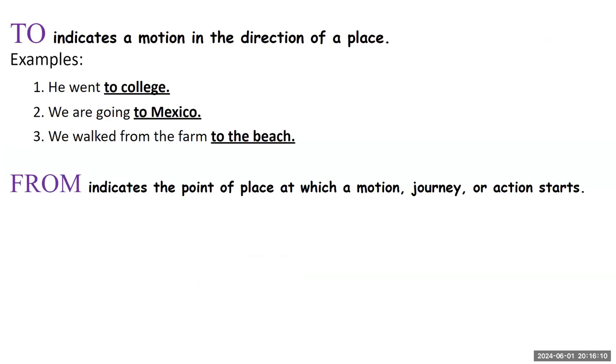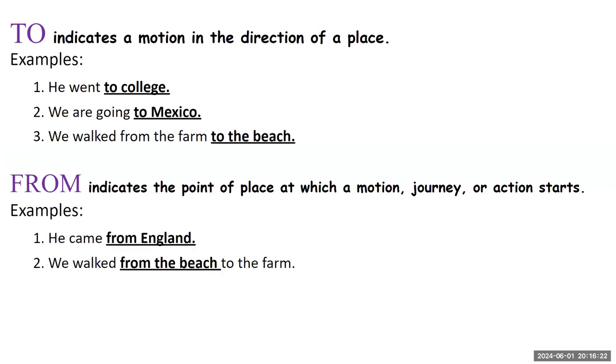From indicates the point of place at which a motion, journey, or action starts. Examples: he came from England. We walked from the beach to the farm. He drove here from Atlanta.